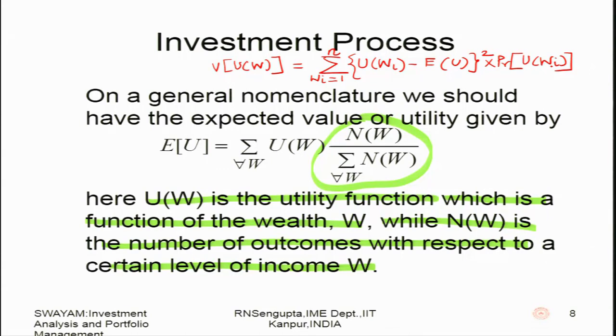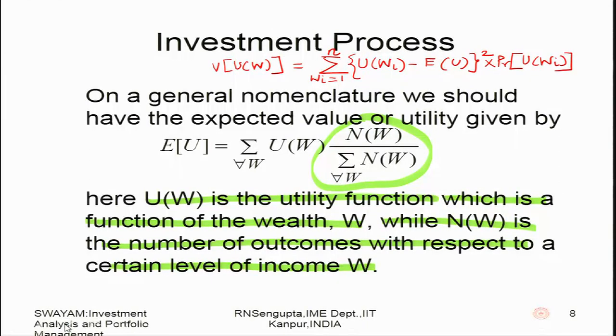So if I want to find out the variance, it will be U(W1) minus the expected value of U, that difference whole squared, multiplied by the corresponding probability. So if you have 10 occurrences of W, you will have the difference of the realized value minus the expected value, whole squared, for each of these 10, each multiplied by the corresponding probability. For U(W1) the probability would be the probability of U(W1). Similarly for W2, the realized value being U(W2), the probability will be the probability of U(W2), and based on that you can find it out.